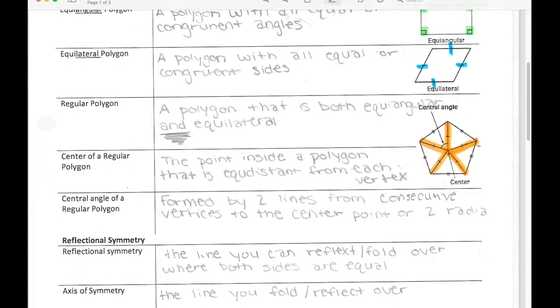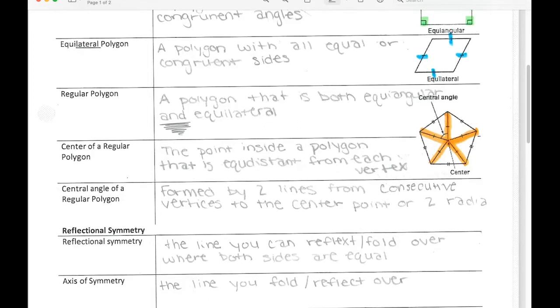All right, let's get into some reflectional symmetry. Symmetry is when you can fold or reflect over and you have both sides exactly the same or equal. And then we also have our axis of symmetry. We're going to do a couple examples of that, and that is the line that we fold or reflect over. You talked about that a little bit when you were working with transformations. So let's take a look at a couple examples.